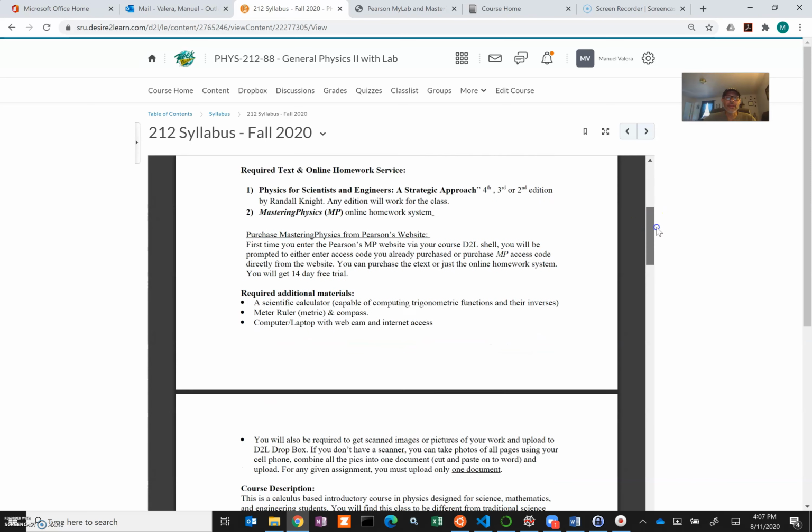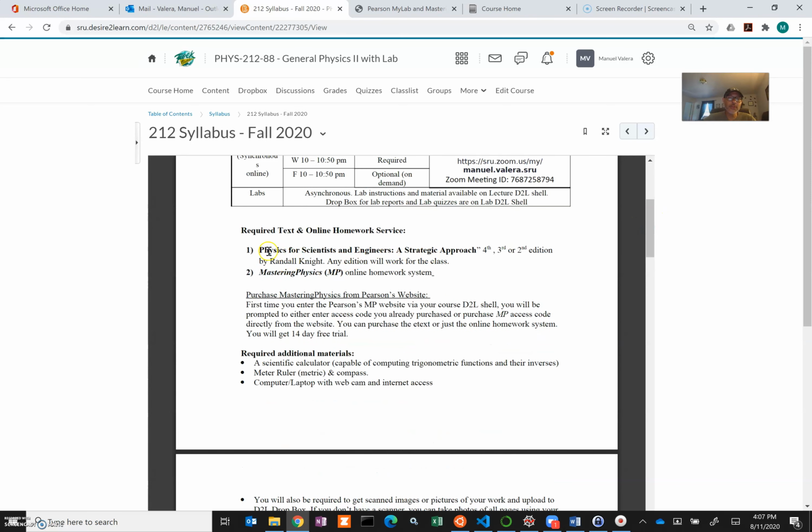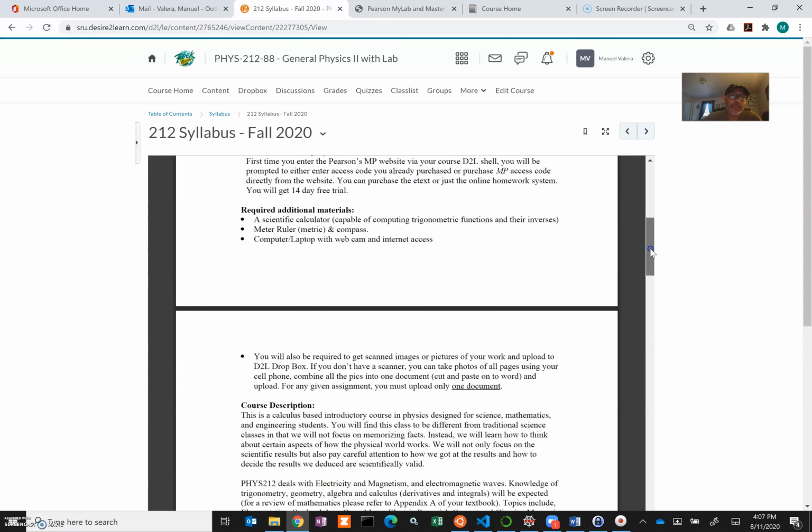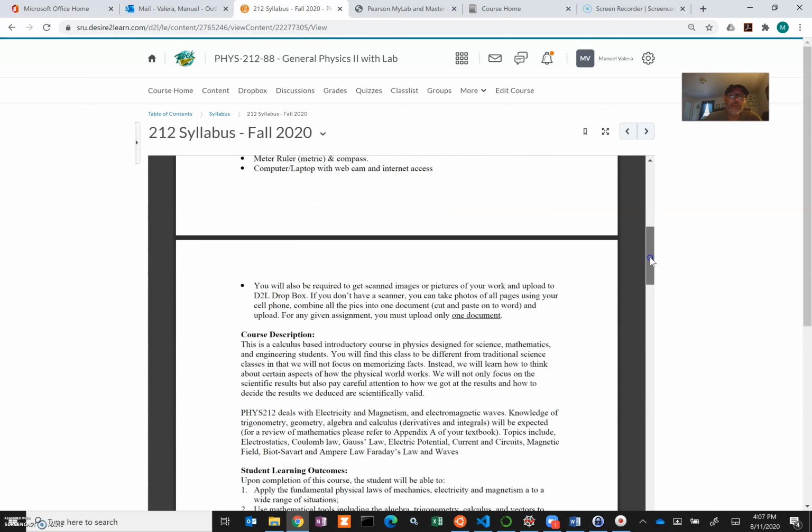You need the textbook. Well, you don't need the textbook, you need a textbook to read. It could be the fourth, the third, or the second edition. They are very similar. Some of the chapter numbering and names change, but ask me if you have any questions. And this is very important: Mastering online homework. You probably want to buy that through the link on D2L.